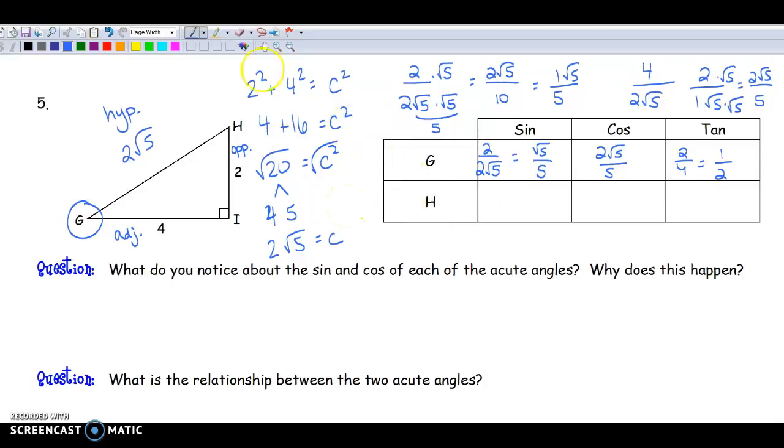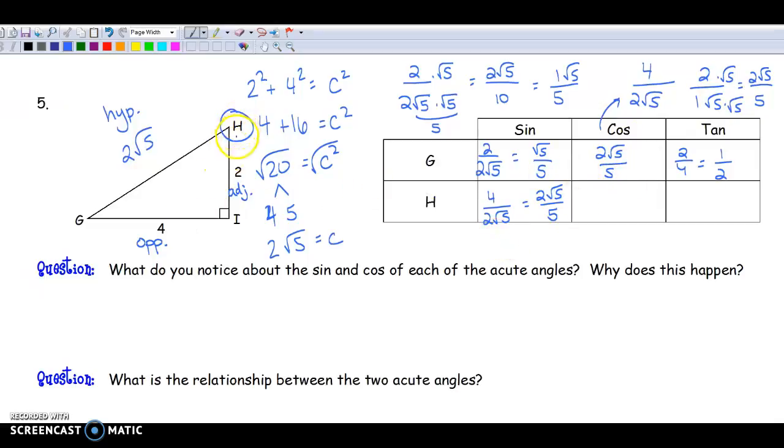Now we're going to deal with angle H. So we're going to erase angle G, and my hypotenuse is going to stay the same. My opposite is going to be erased. So I'm going to circle angle H. The opposite side is across from it. Adjacent is next to it. The sine of angle H would be opposite over hypotenuse. So 4 over 2 root 5. And we already did that with the cosine up here. We did 4 over 2 root 5, and we already simplified it. So we already know what it simplifies to be. We don't have to do it again. It's 2 root 5 over 5.